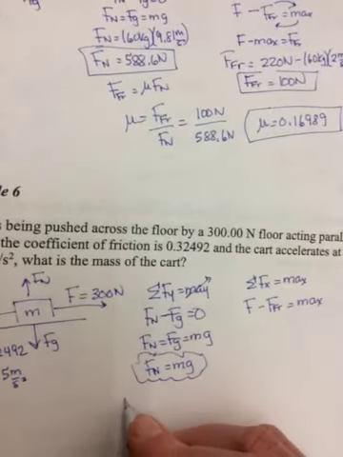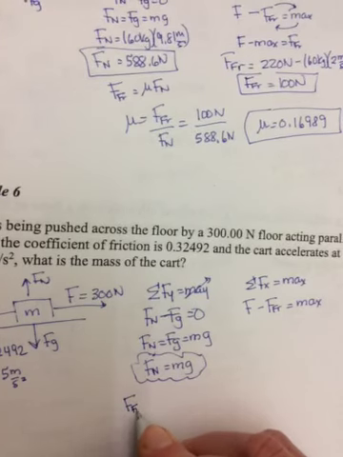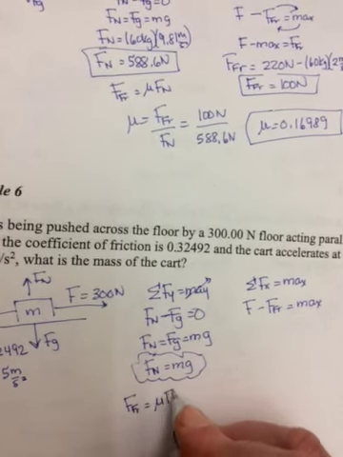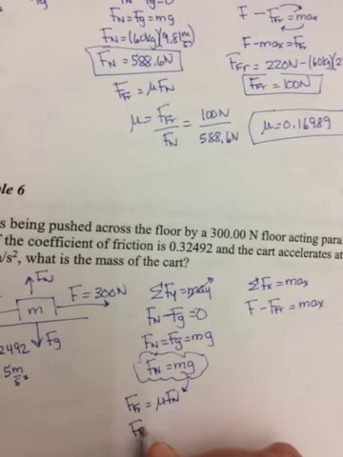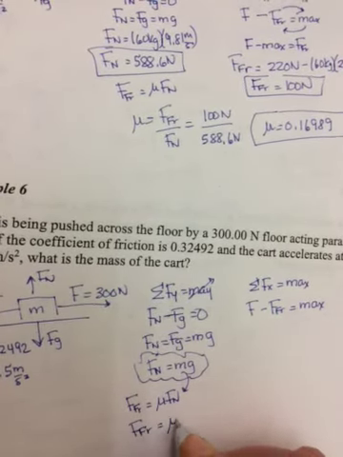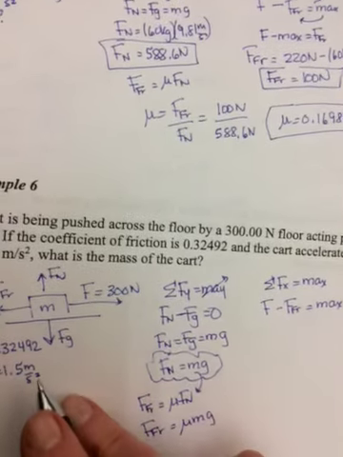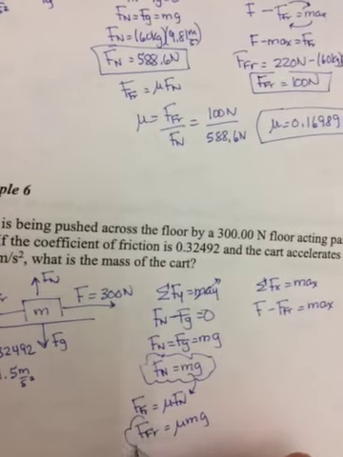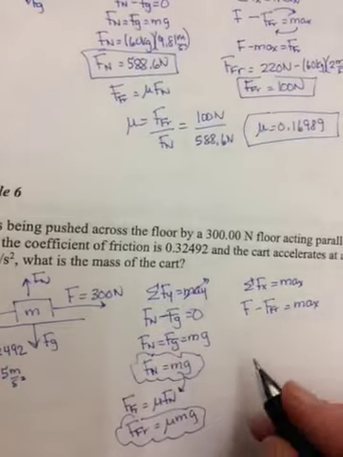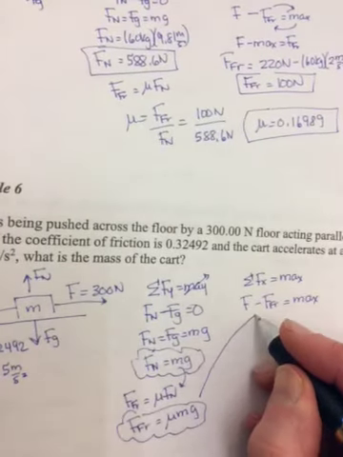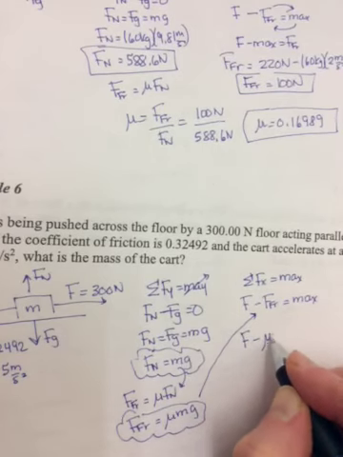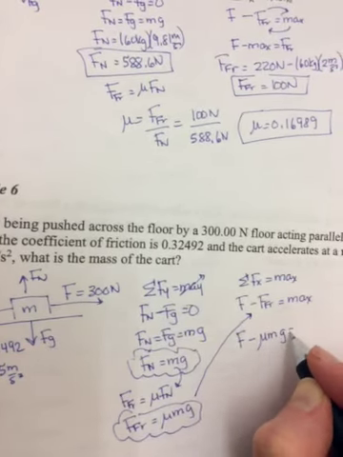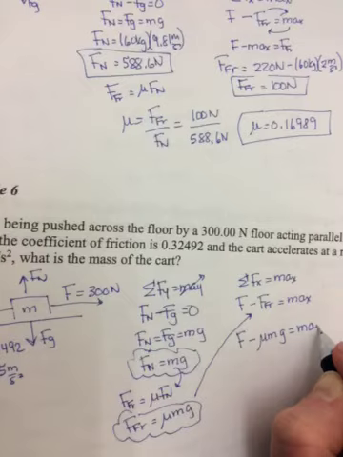But I can get an expression for friction because I know friction is equal to mu Fn. And I know Fn is mg. So friction is really equal to mu mg. I have the mu, I know the g, I just don't know the m, but it's what I'm looking for. So I can sub it in up here. So F minus mu mg is equal to max.